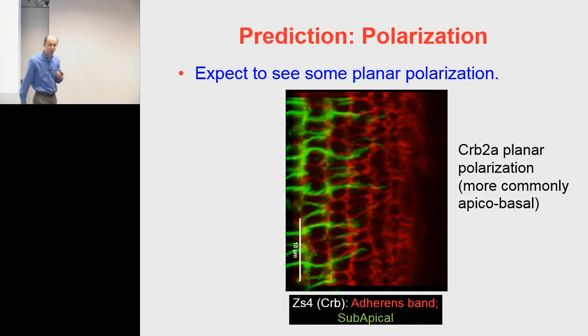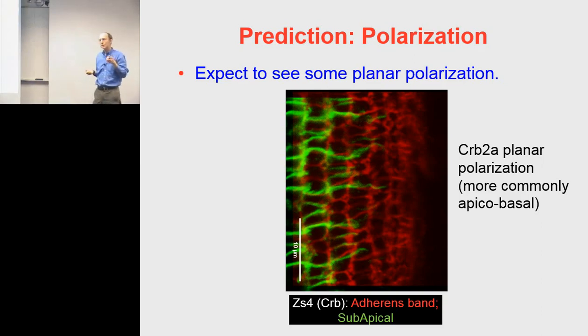We also predict, of course, that there's planar polarization, and that means you ought to be able to go find some planar polarized things. At the time we made this prediction, these hadn't been seen in fish eye. Now several of them have. The green is Crumbs 2b, and specifically it's Crumbs 2b in what's called the subapical region. You can see that it's primarily along the horizontal interfaces, not along the vertical interfaces. So there is planar polarity.